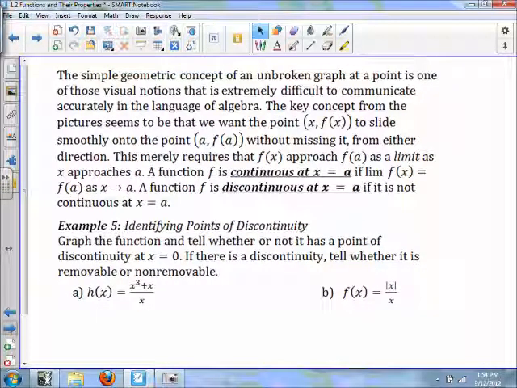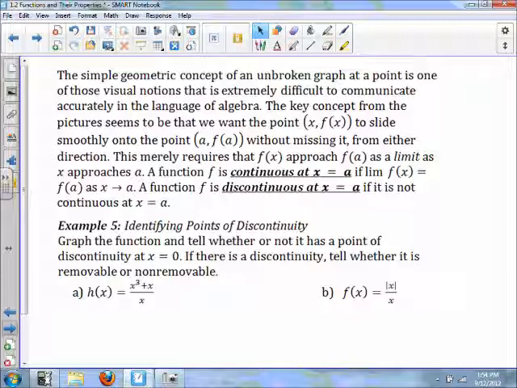Now, the simple geometric concept of an unbroken graph at a point is one of those visual notions that is extremely difficult to communicate accurately in the language of algebra. The key concept from the picture seems to be that we want the point f of x to slide smoothly onto the point f of a without missing it from either direction. This merely requires f of x approach f of a as a limit as x approaches a. A function f is continuous at x equals a if the limit of f of x equals f of a as x approaches a.